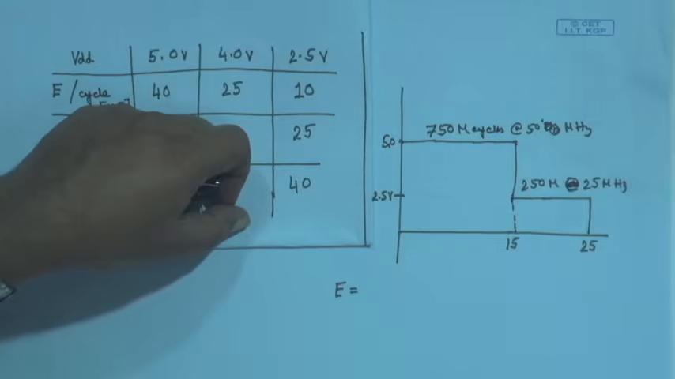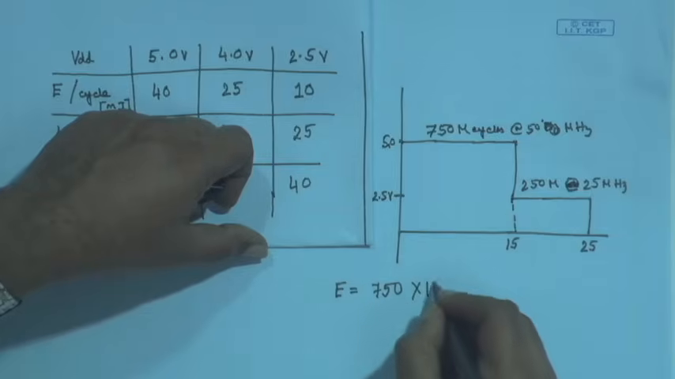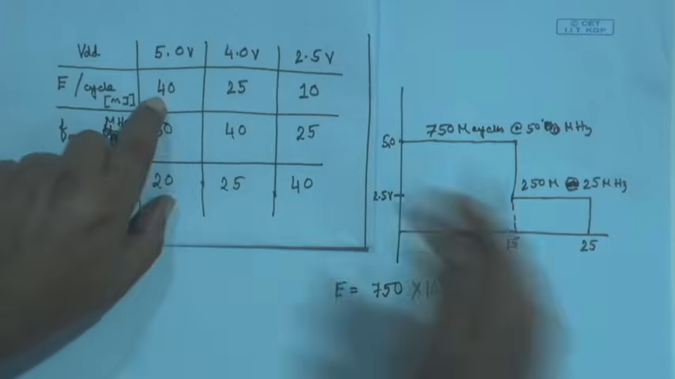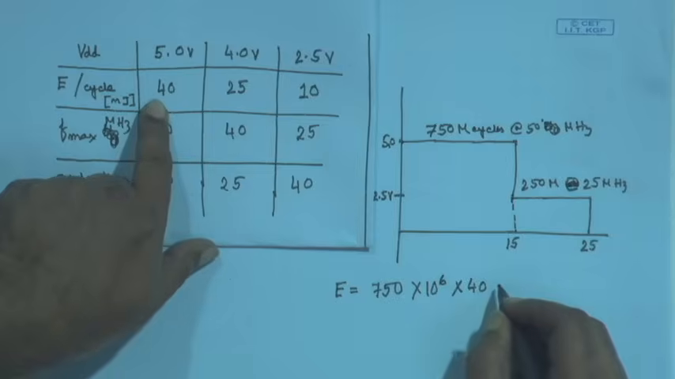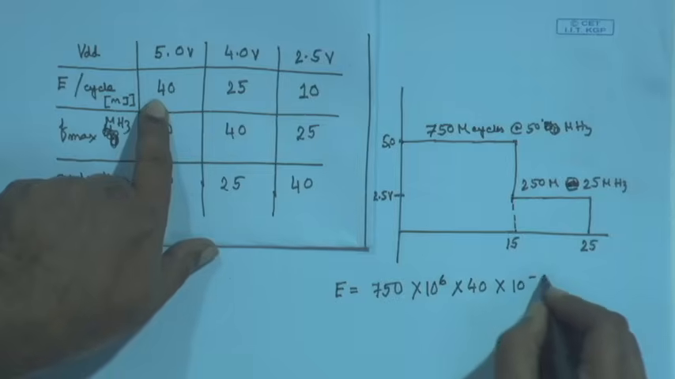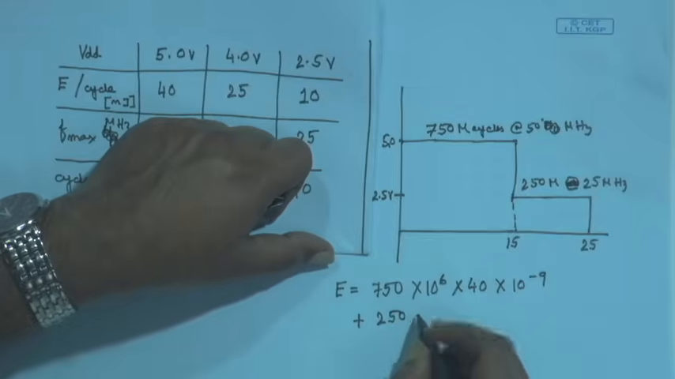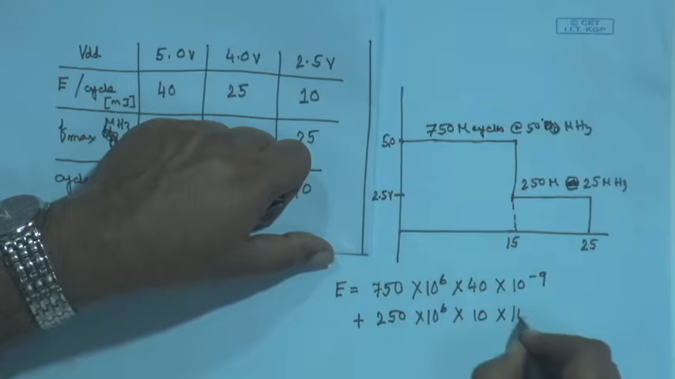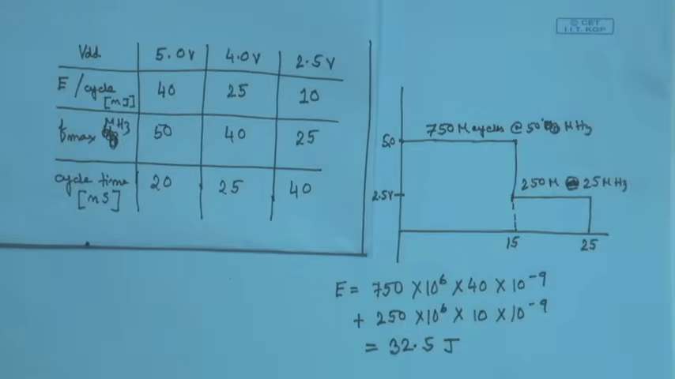So, my energy consumption will now be 750 into 10 to the power 6 into 40 per cycle, into 10 to the power minus 9, plus 250 into 10 to the power 6 into 10 into 10 to the power minus 9. So, that will come to 32.5 joule. What did we get earlier? We got 40 joule earlier.